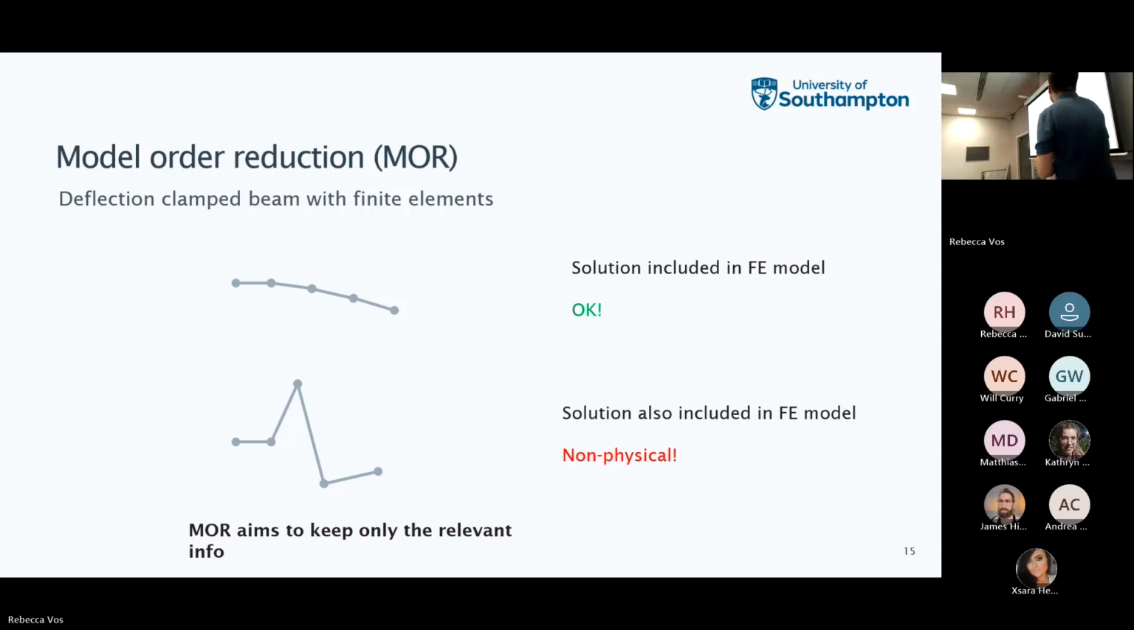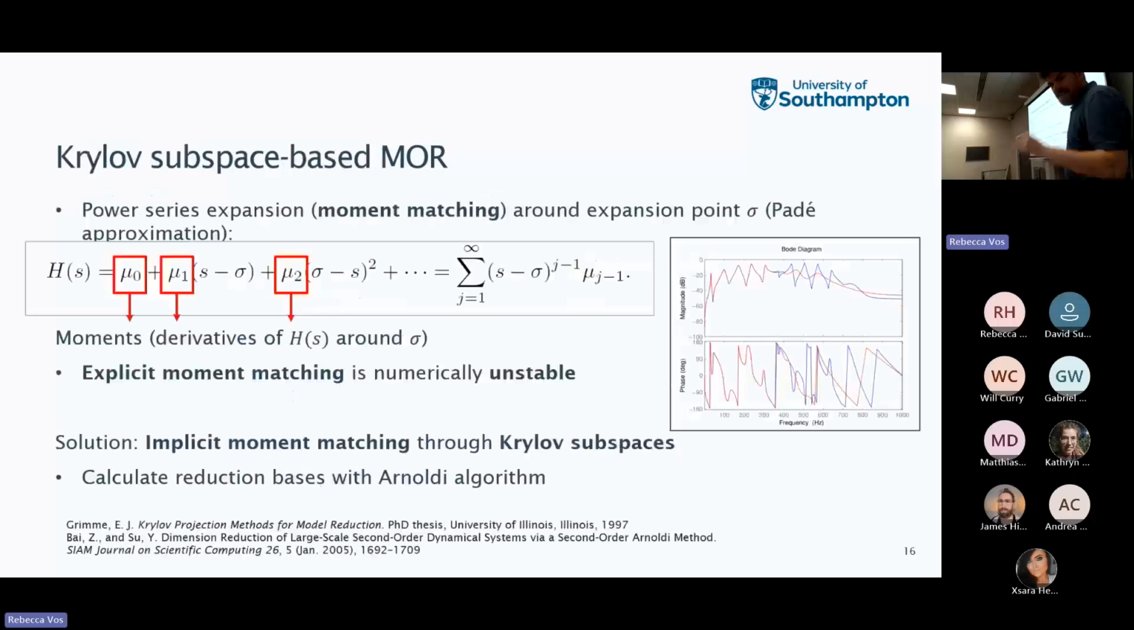So if we would build a solution space that includes this solution here and not this solution, then perhaps we can get rid of a lot of non-relevant information. That's why model order reduction is a technique that basically tries to do this in a mathematical way. And yeah, that's a bit the idea.